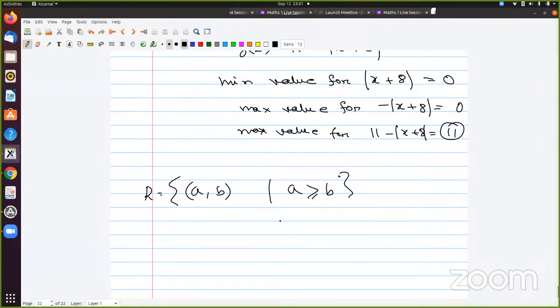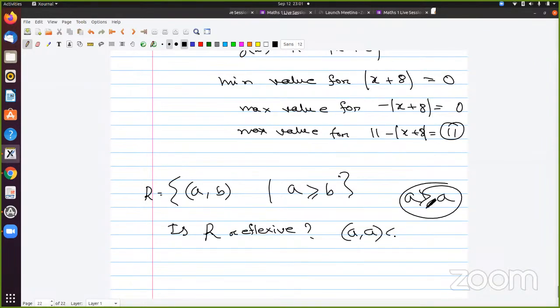Can you tell me, is it reflexive? Is R reflexive? Yes, sir, it is reflexive. A is greater than or equal to A, because equality is there. So (A, A) is inside R. That is true. Okay, so it is yes.